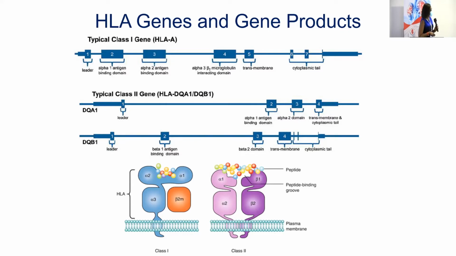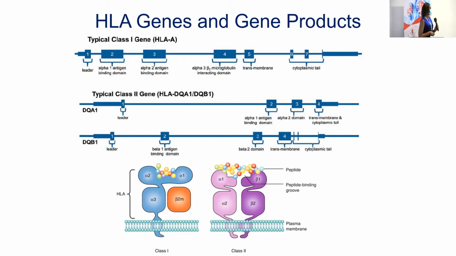For the class 2 genes, we have 2 glycoproteins, an alpha chain and a beta chain that are coded for by the A gene and the B gene. And it's the second exon that is important for coding for the alpha 1 and beta 1 domains where the antigen will be displayed.